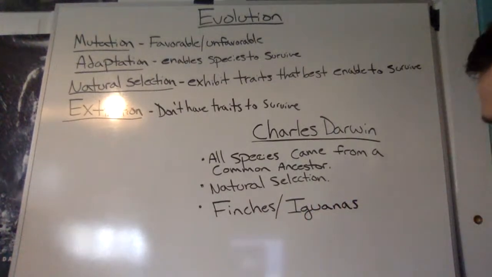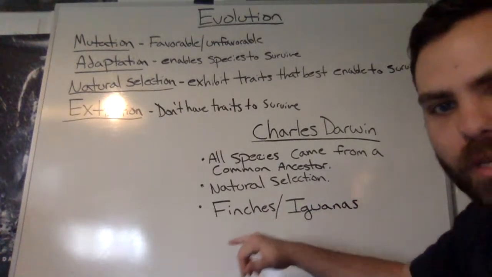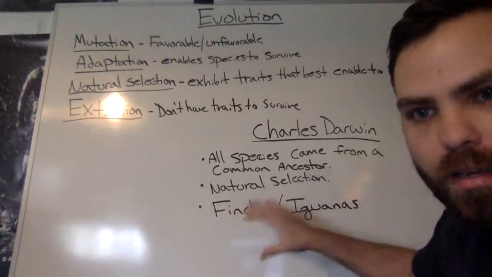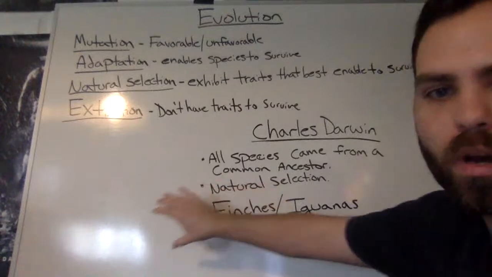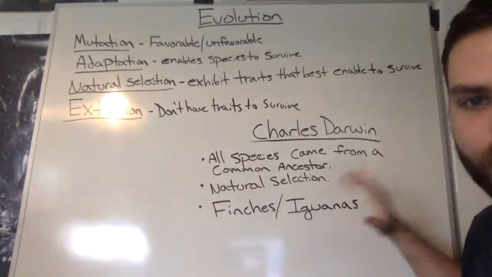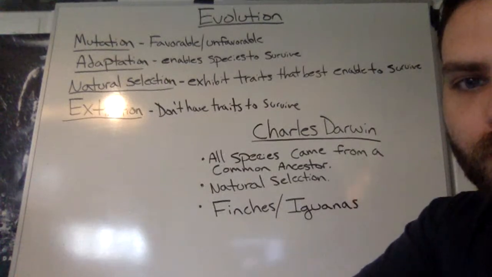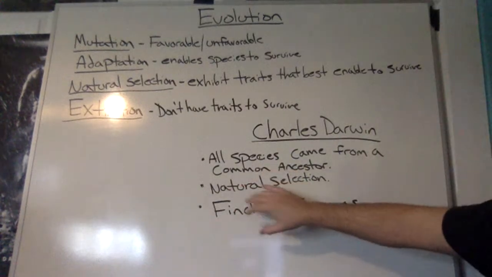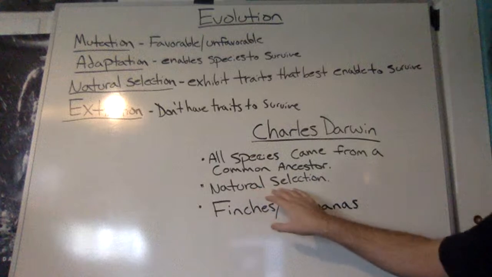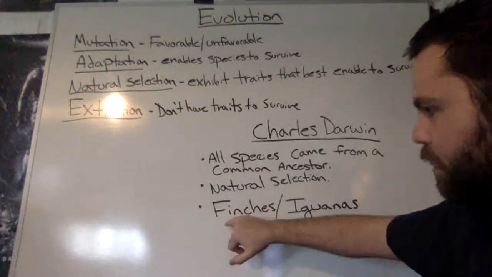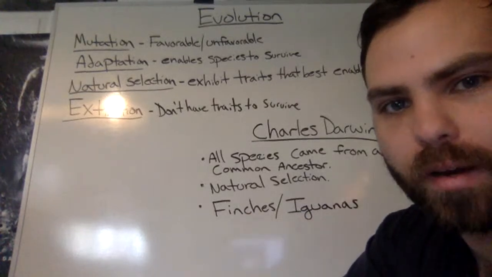okay? These two animals, when he was at the Galapagos Islands, which is a couple of islands, he was noticing that the finches on one island were different than the finches on the other island. Same thing with the iguanas, okay? So this is when he started to notice that natural selection, depending on the conditions of each island, was changing the animals on it, okay?